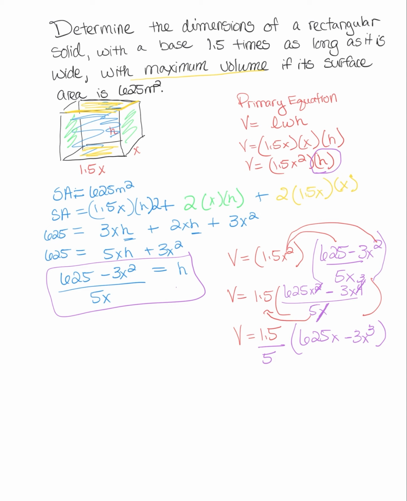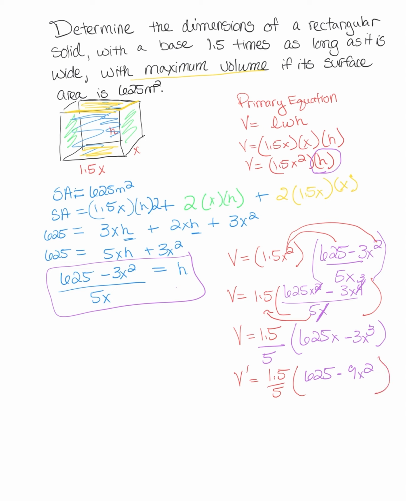All right, now we're ready to take our derivative, because look at how much better that looks than that. That would have just been a lot. Okay, so now we have a multiplier, which is 1.5 divided by 5. We don't have to do anything with it at all because it's just a multiplier. So let's take the derivative of the inside, which is going to be 625 minus 9x squared. And this becomes 9x squared.